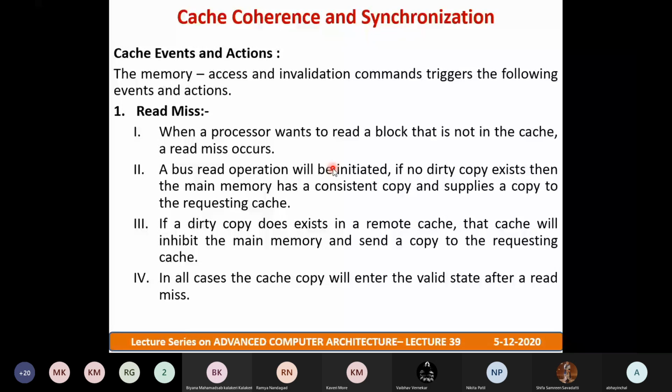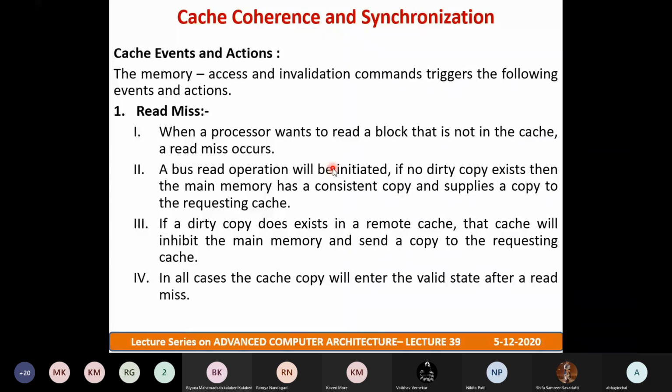Then the second one is, a bus read operation will be initiated if no dirty copy exists. Then the main memory has a consistent copy and supplies a copy to the requesting cache. So you don't have the data, then what you are going to do is request a bus read operation for that particular variable. Then memory will check whether any dirty copy exists.